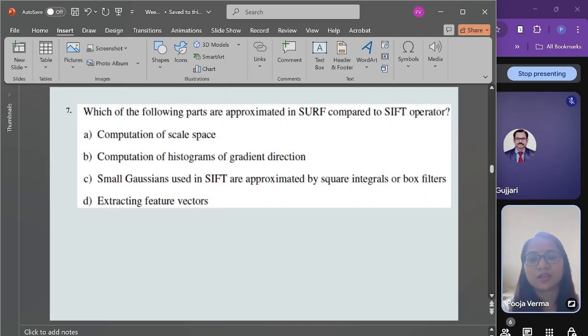The next question is again a theoretical one. The question is: which of the following parts are approximated in SURF compared to the SIFT operator? Option A is computation of scale space. Option B is computation of histograms of gradient direction. Option C, small Gaussians used in SIFT are approximated by square integral or box filter. Option D is extracting feature vector. So which options could be correct?